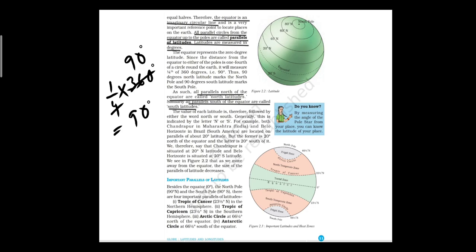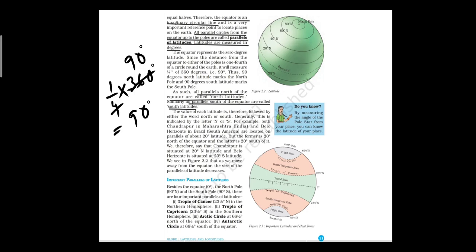Now moving on to the next paragraph. The equator represents the 0-degree latitude. Since the distance from the equator to either of the poles is 1/4 of the circle round the earth, it will measure 1/4 of 360 degrees, that is 90 degrees. Thus 90 degrees north latitude marks the North Pole and 90 degrees south latitude marks the South Pole. So the value of the equator is 0 degrees.